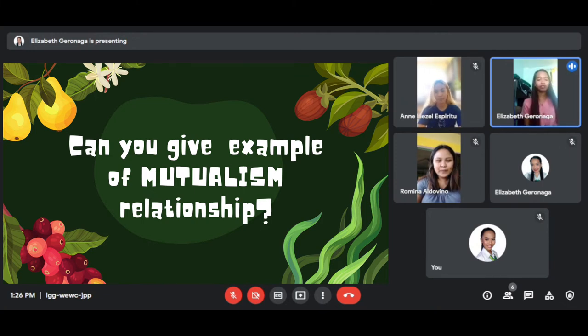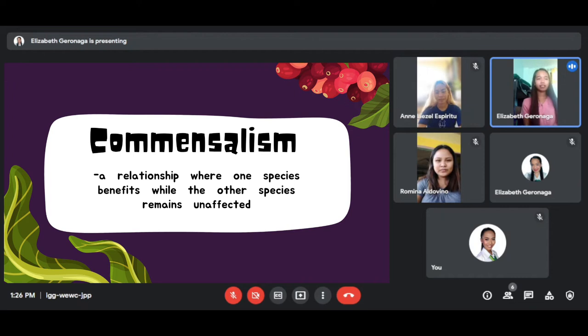For the next one, commensalism. Commensalism is a relationship where one species benefits while the other species remains unaffected. Compared to the previous relationship, where they are both benefited, in here only one side is benefited while the other is unaffected. Let's see some examples.